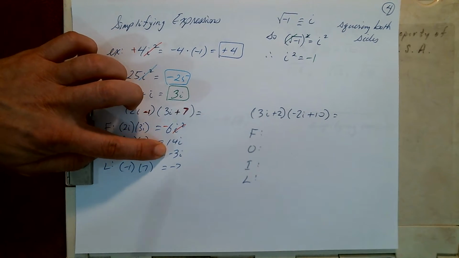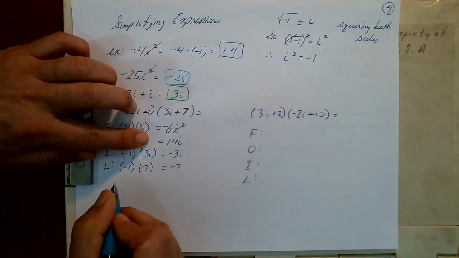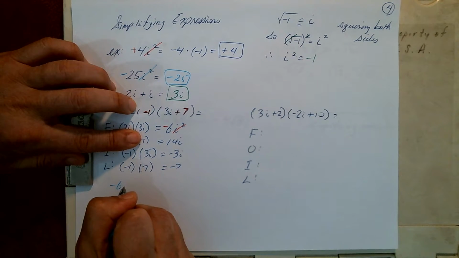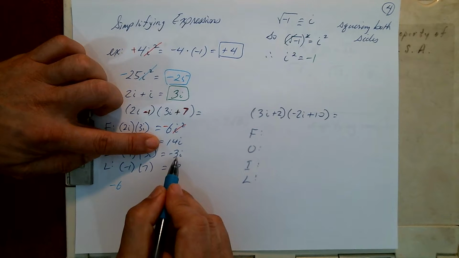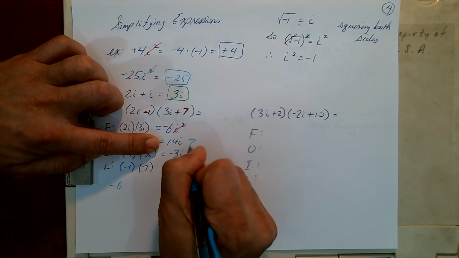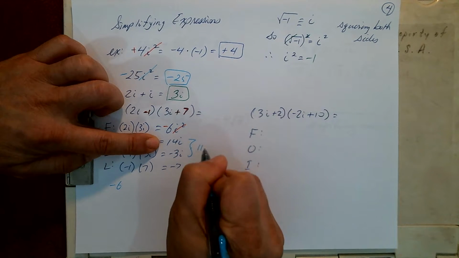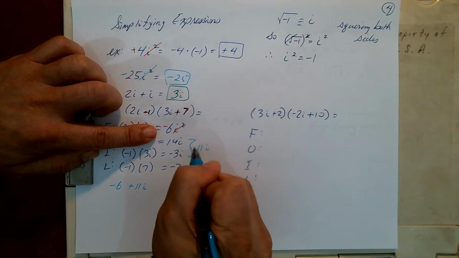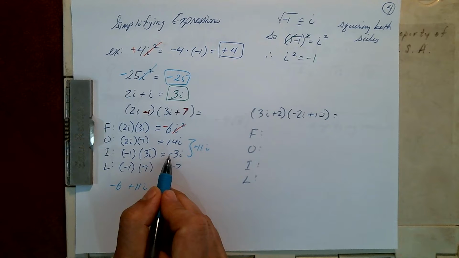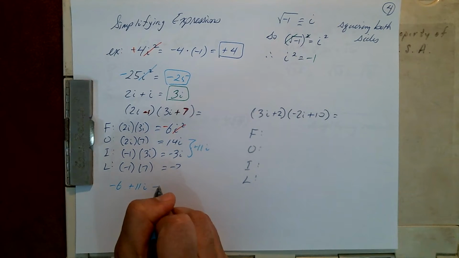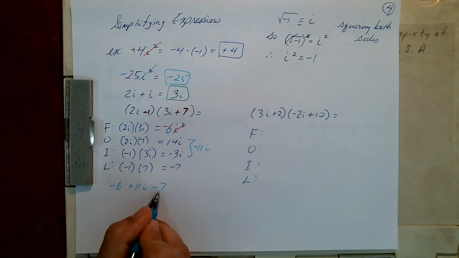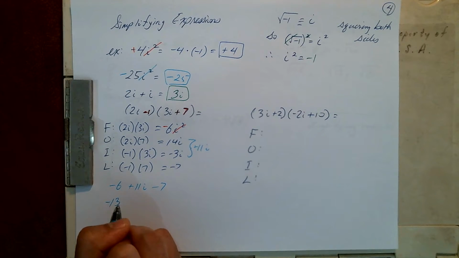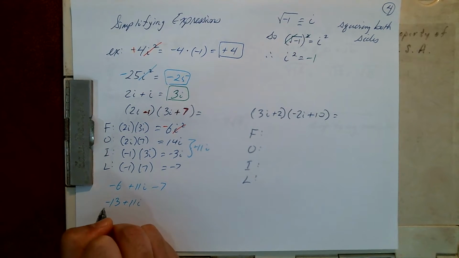Plus 14i minus 3i. So you end up with negative 6 minus 7, and 14i minus 3i is going to be 11i. Remember, it's positive because 14 minus 3 is 11. And we add like terms. It's going to be negative 13 plus 11i.